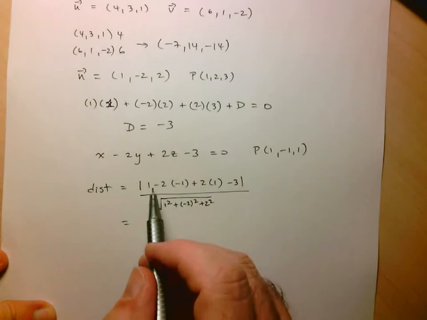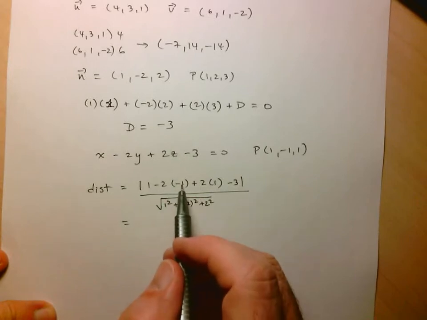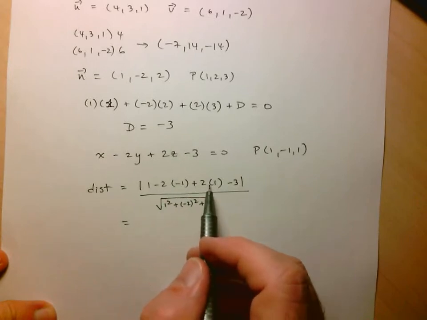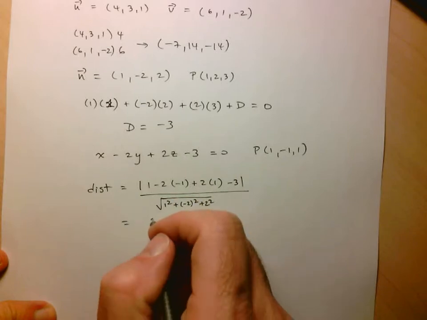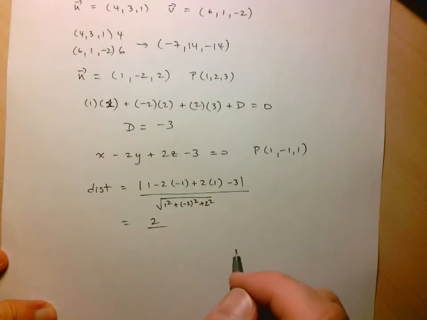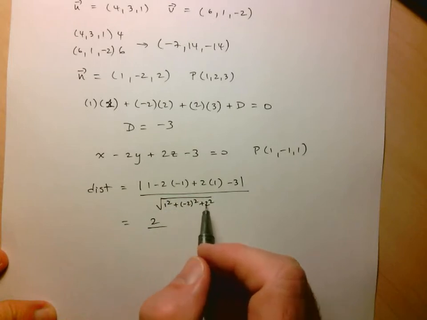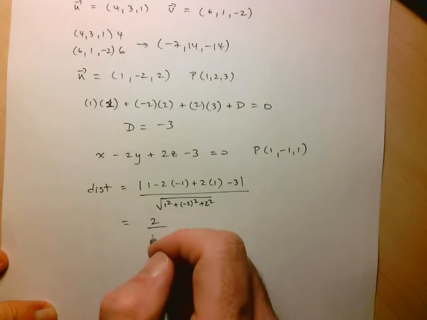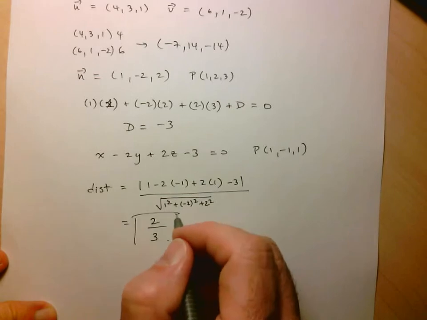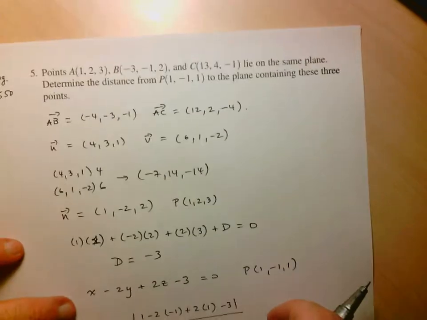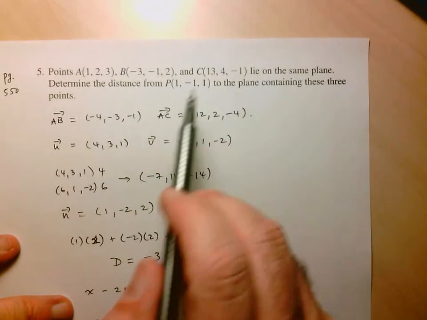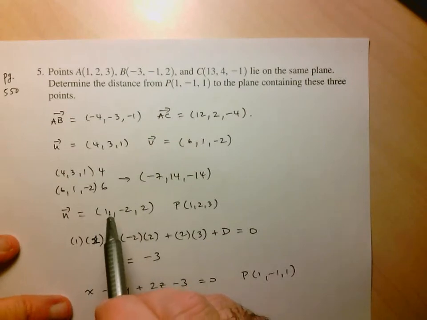So what do we have here? We have 1 plus 2 is 3, plus 2 is 5, minus 3 is 2. Absolute value of 2 is just 2. And in the denominator, what do we have? 1 plus 4 plus 4 is 9. Square root of 9 is 3. And so there you have it. The distance from the point to the plane containing these 3 points is equal to 2/3.